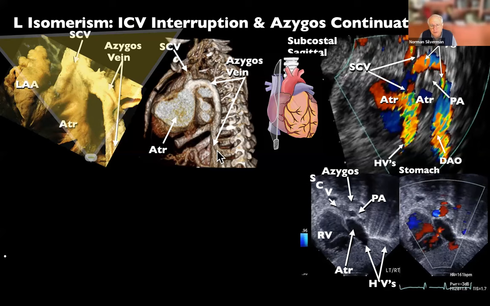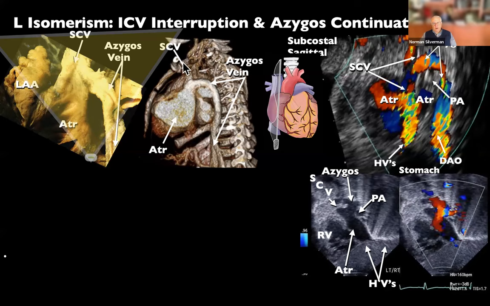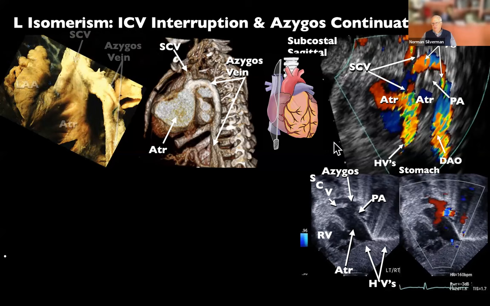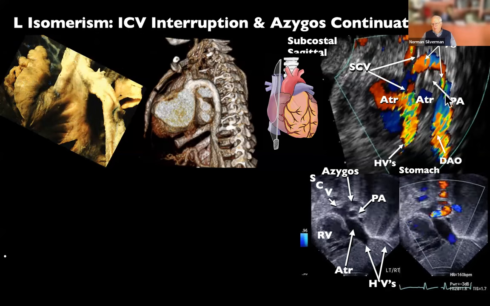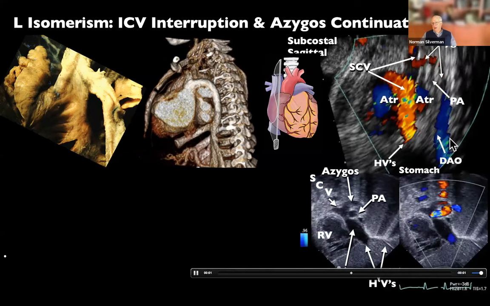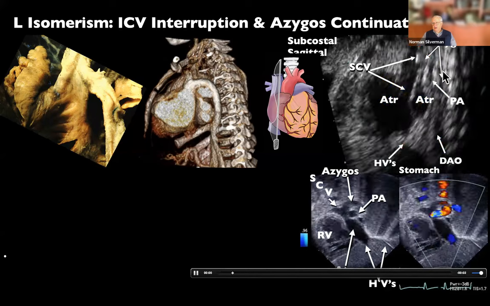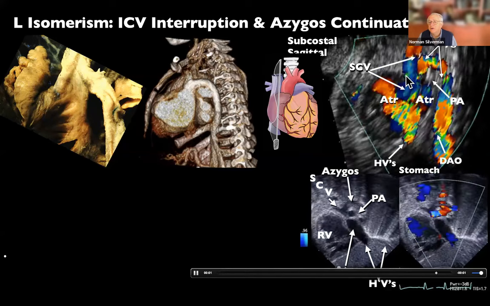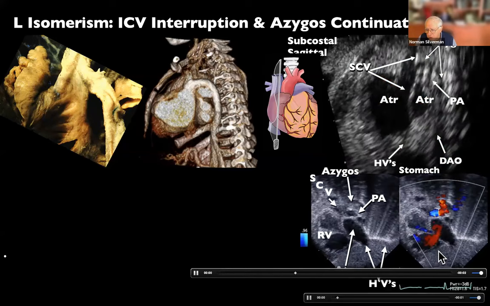And here's a beautiful CT scan showing the azygous vein going over the right and left bronchovascular bundle, joining with the left-sided superior vena cava and entering the atrium. And this is an echocardiographic example in a fetus, showing the superior caval vein and the azygous vein, the hepatic veins coming into the atrium with an interrupted IVC. And you see here again the azygous vein in color going over the bronchovascular bundle and entering the superior vena cava on the left side before it drains into the atrium.